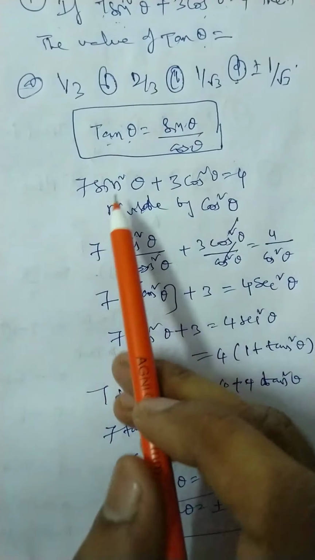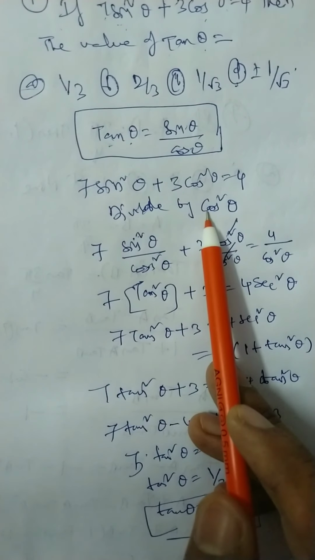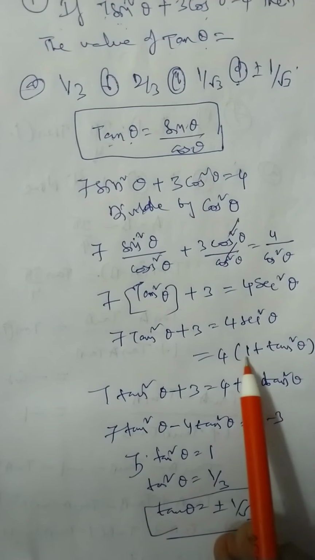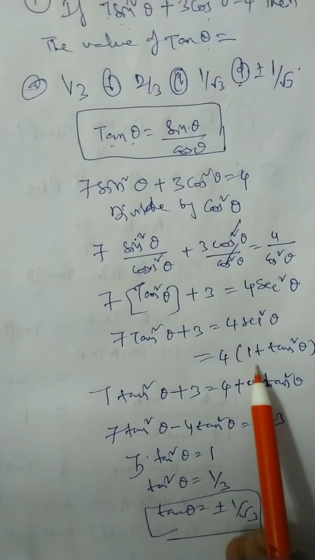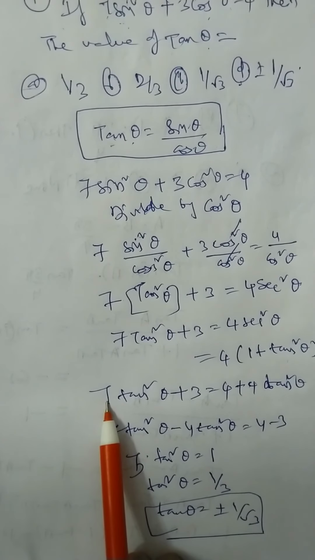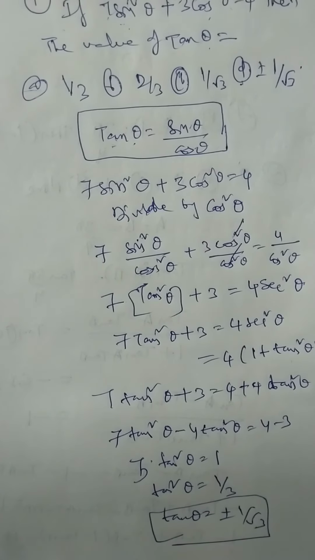Here the trick to get the value of tan theta is dividing this entire equation by cos square theta on both sides and using the value of secant square theta in terms of tan by using the relation between secant and tan, that is 1 plus tan square theta, and taking the values to the left side and simplifying we get tan theta equal to plus or minus 1 by root 3. Now we will see another problem.